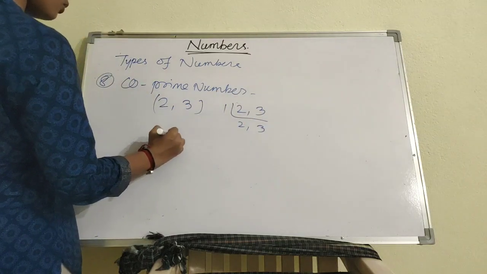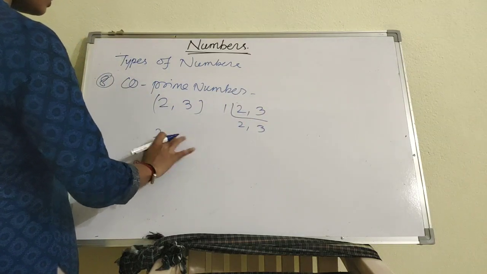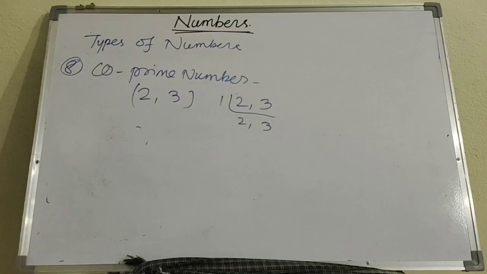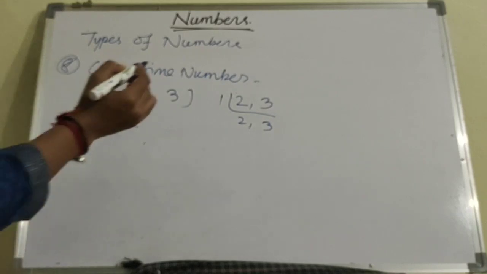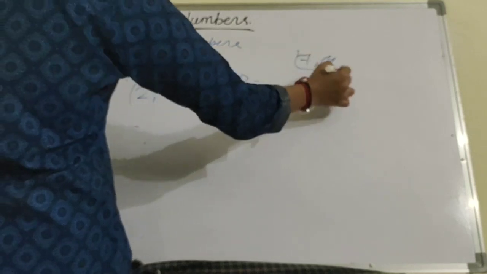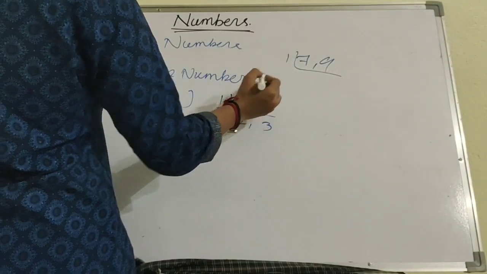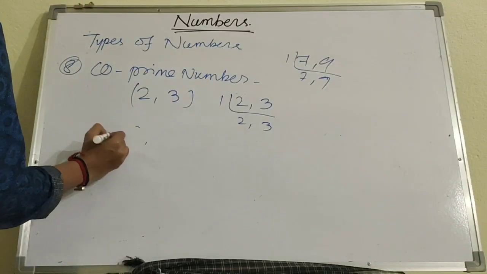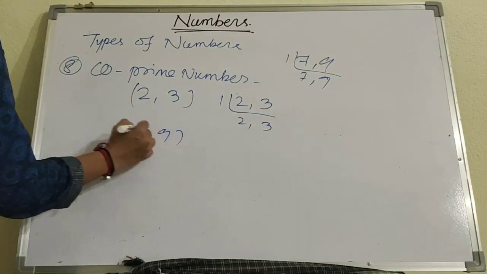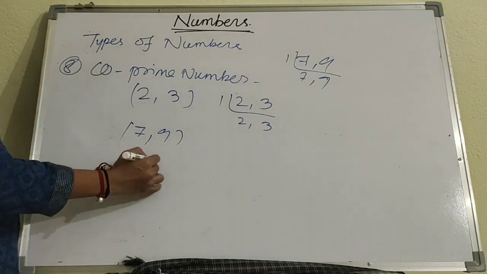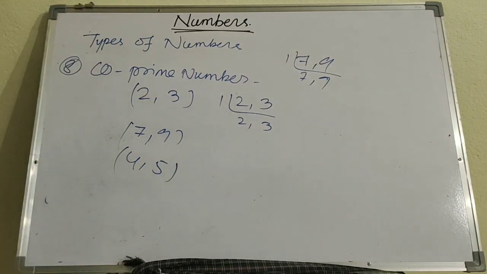Take 7 and 9. 7 and 9 are co-prime numbers because the HCF is 1. The HCF of 7 and 9 is 1. So 2, 3, and 7, 9. The next example is 4 and 5. So these all are co-prime numbers.